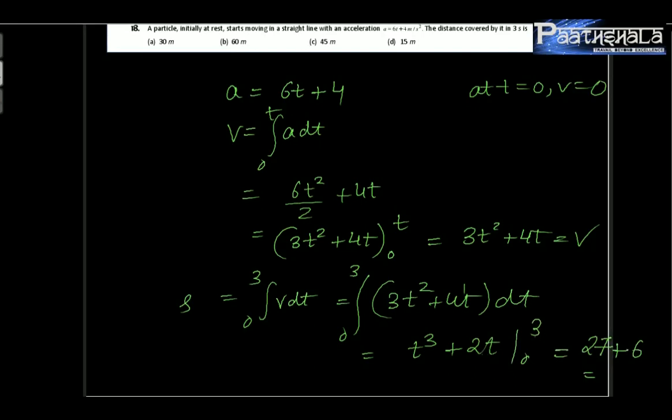27 plus 6, right? The distance covered by it in 3 seconds comes out to be 33 meters. 33 meters is closest to 30 meters here. Yeah, so this is the option we have to take.